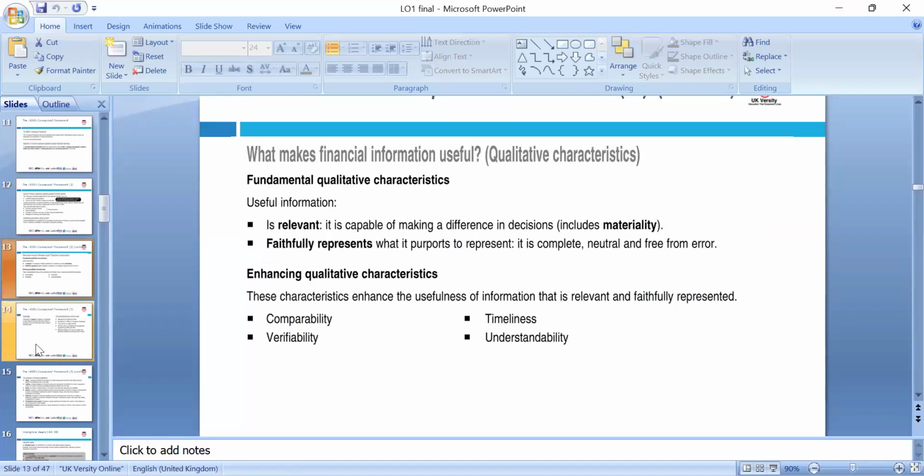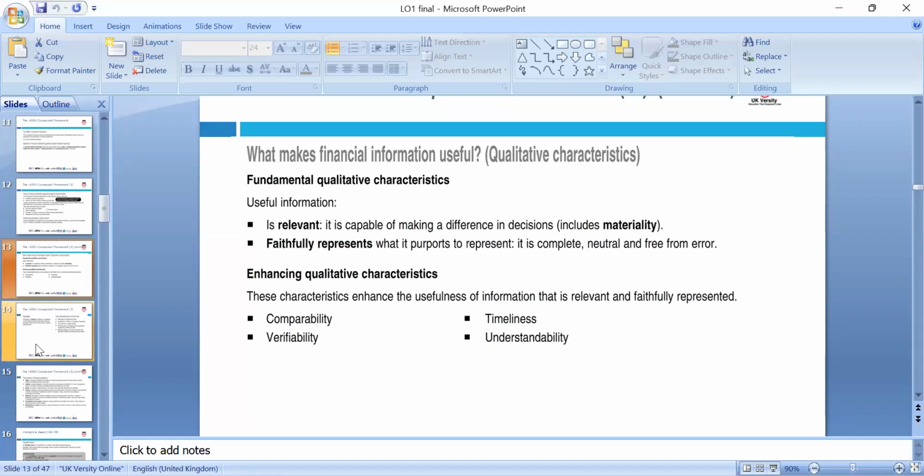What makes financial information useful? Qualitative characteristics, the fundamental qualities. Useful information is relevant: it is capable of making a difference in decisions, including materiality. Faithful representation, which is to report, represent and be complete. So these financial statements need to be complete. All the information should be there: assets, liabilities, equities, neutral and free from errors.